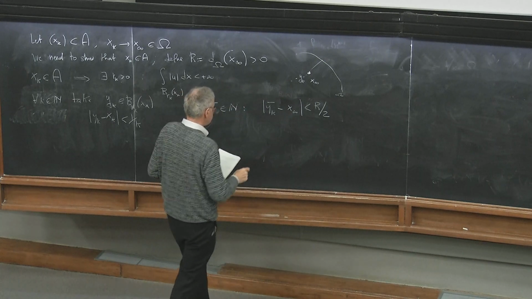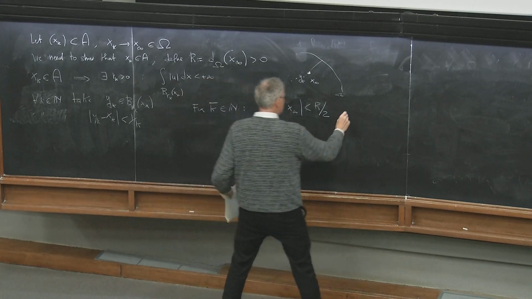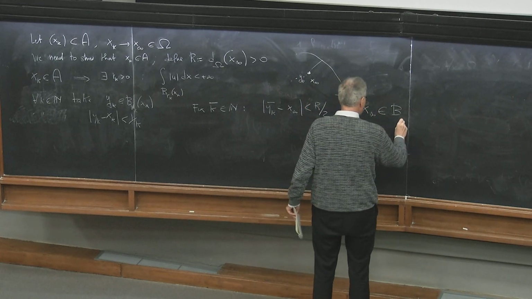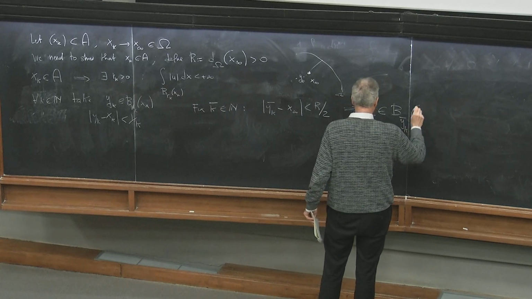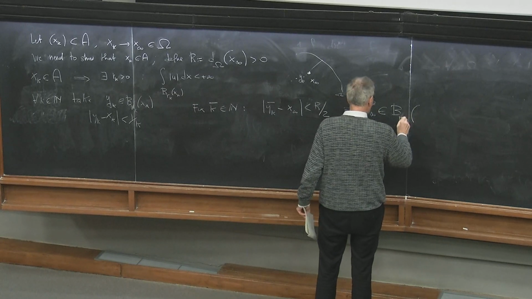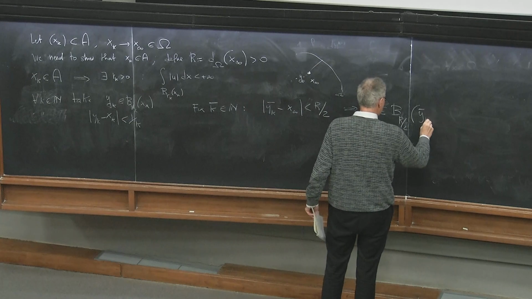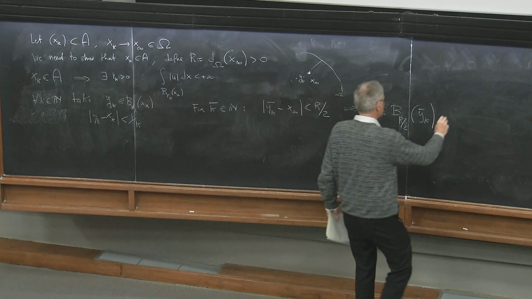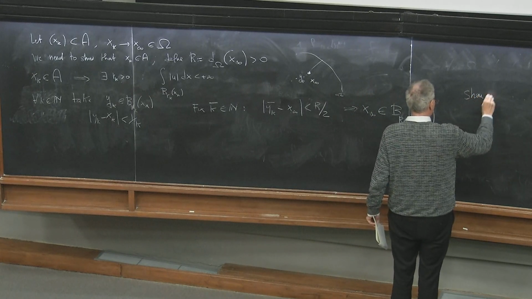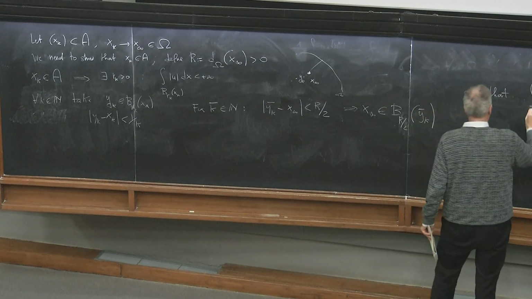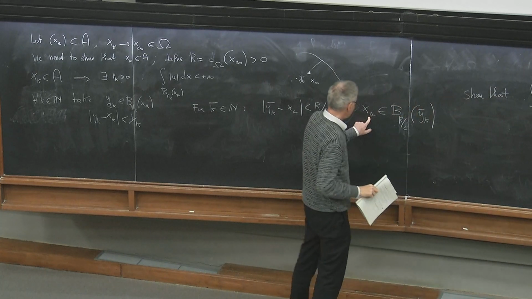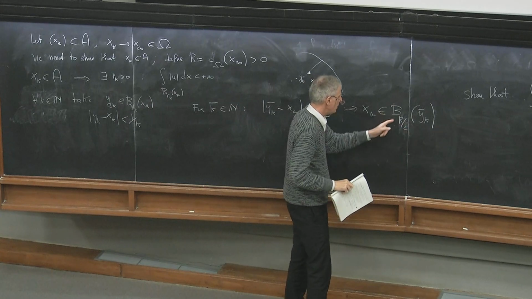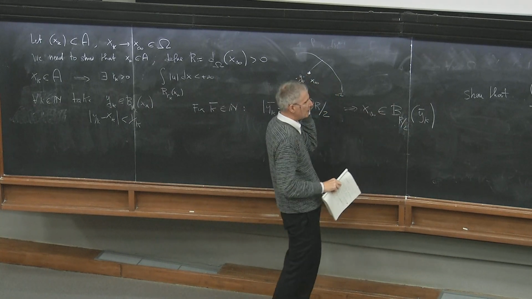Yk minus x infinity, so this means that x infinity belongs to the ball of radius r over 2 centered at yk bar. The idea is to show that, so we have found an open neighborhood of this limit point.